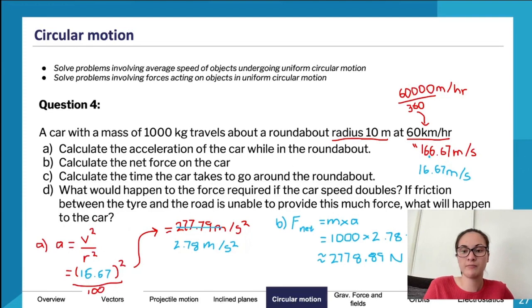So F net is equal to mass times acceleration.